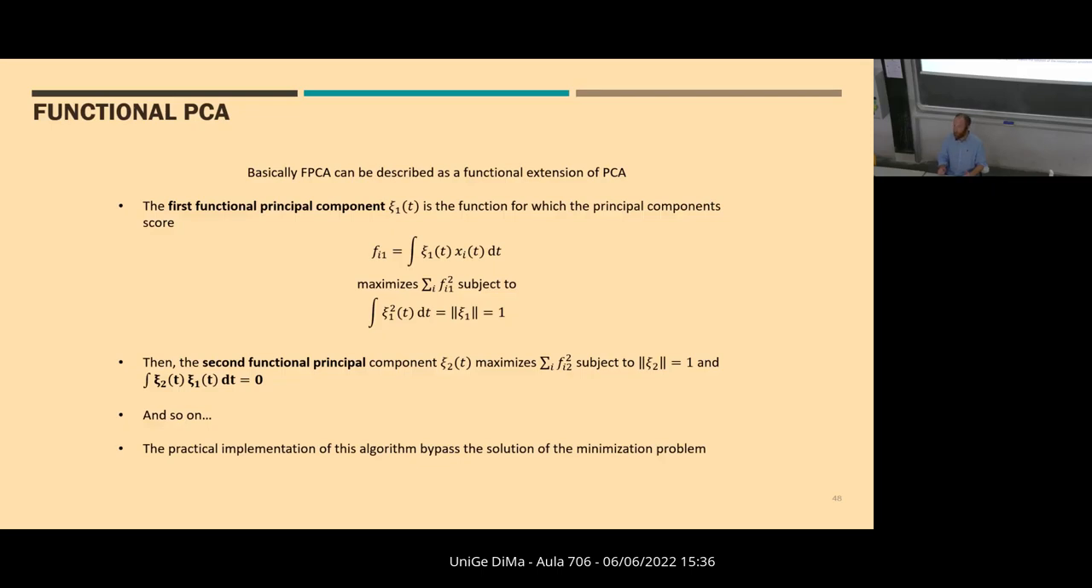And this is the same in the functional domain. In this case, we can consider the temporal evolution of each joint, for example, and we can identify a basis that can be Fourier basis or spline, and so on. And the combination of these bases can be used for the reconstruction of the movement, and then we can compute the principal component analysis on the coefficients that can be used for combining these basis elements. And it is the same. In this case, the first functional principal component is the function for which we maximize the score, and the second is the same, but with a constraint on orthogonality, and so on.